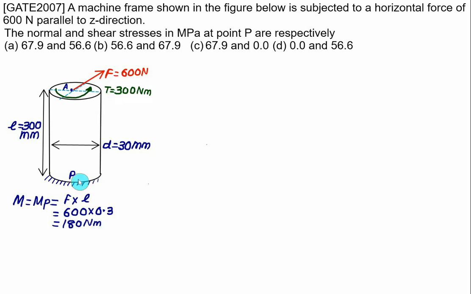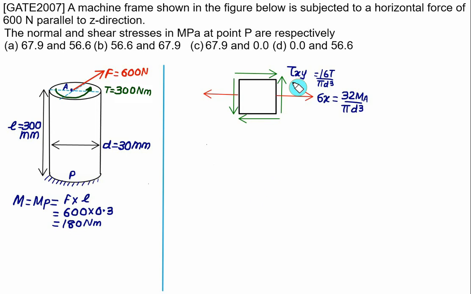And the same torque is available at point P also. It means that the point P is subjected to one bending moment and one twisting moment. So two stresses are produced at point P. One is a bending stress and one is a shear stress. Bending stress will be treated as a normal stress and shear stress is due to the torque. So a two-dimensional state of stress is shown at point P. One normal stress is produced, 32 times M by pi d cube, where diameter is 30, and one shear stress is produced that equals 16 times T by pi d cube.